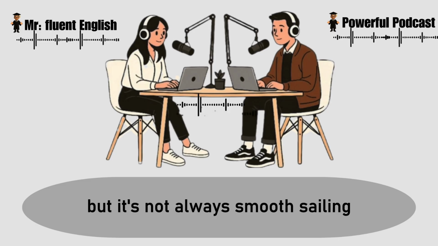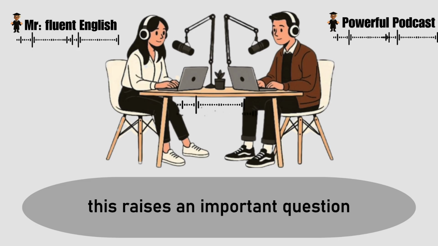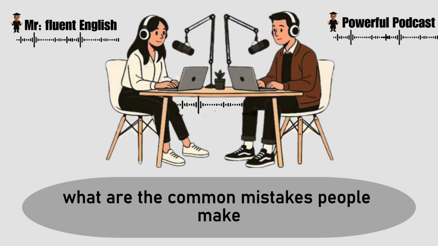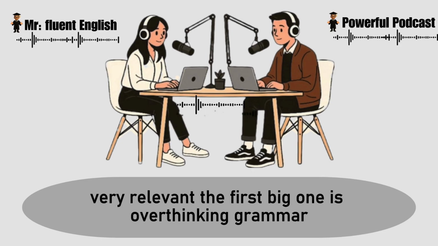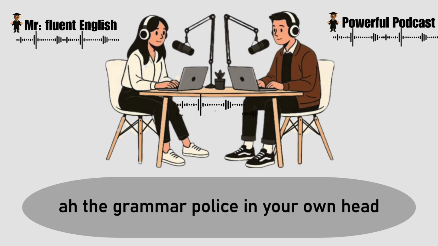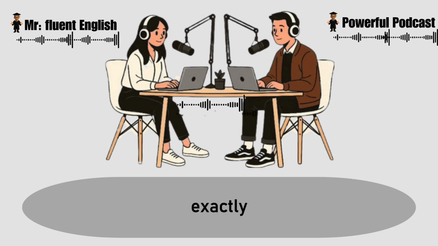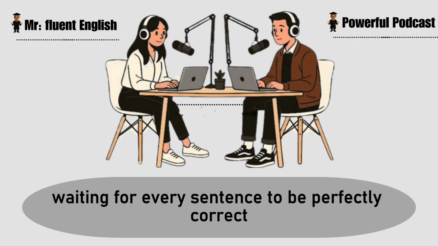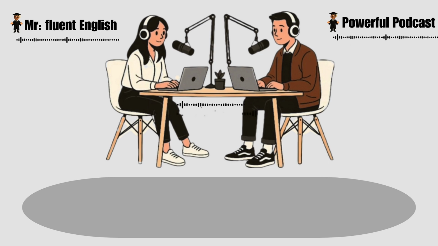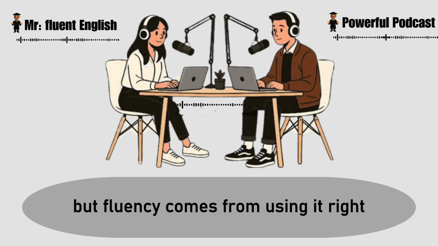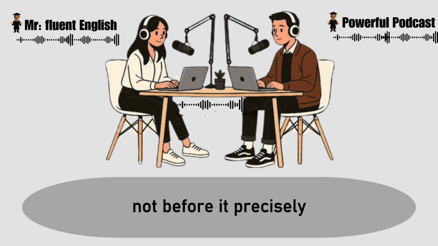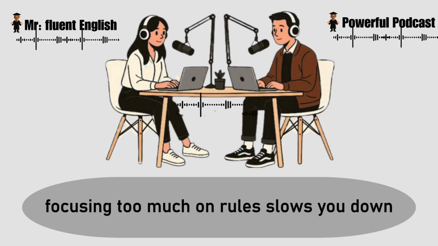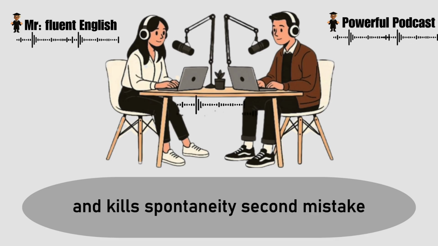Okay, but it's not always smooth sailing. This raises an important question. What are the common mistakes people make? The traps to avoid? Good point. Very relevant. The first big one is overthinking grammar. The grammar police in your own head. Exactly. Waiting for every sentence to be perfectly correct before you dare speak. It paralyzes people. Yeah, but fluency comes from using it, right? Grammar gets better through practice, not before it. Precisely. Focusing too much on rules slows you down and kills spontaneity.